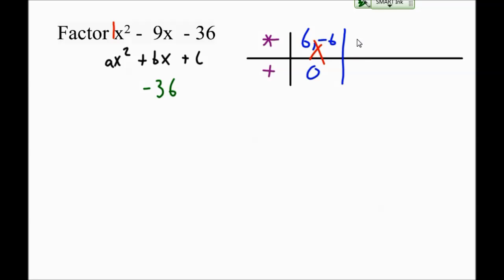Let's try the one that does work. Let's do negative 12 and 3. So let's see, negative 12 times 3 is negative 36. Add those together and I get negative 9. So yes, this is the one I'm going to use.